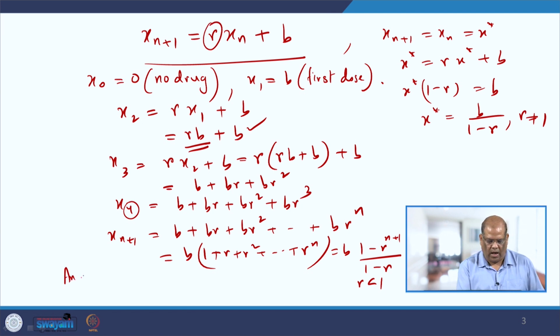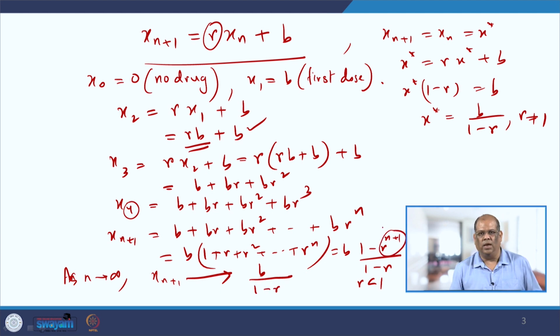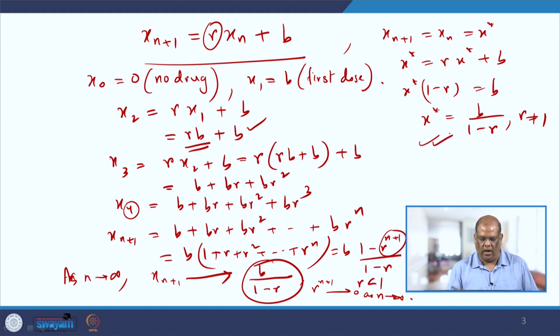So, as n becomes large, what you see is that your x n plus 1 tends to the value b divided by 1 minus R, because since R is less than 1, this quantity R to the power n plus 1 will tend to 0 as n becomes large, or tends to infinity. So, for large time, it reaches a steady value b by 1 minus R, which coincides with our equilibrium solution, and we can see that it is stable.